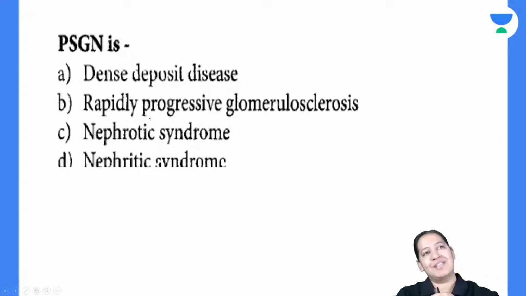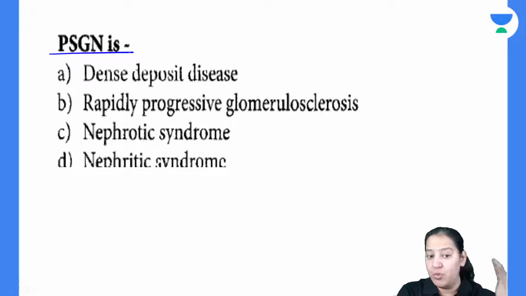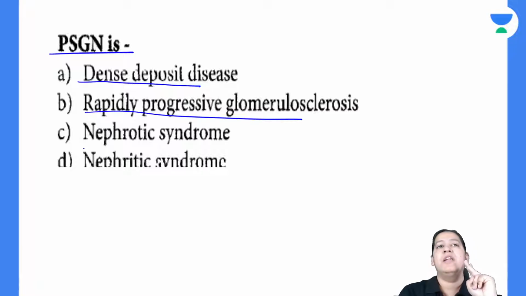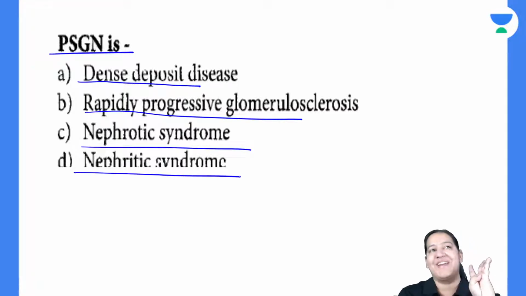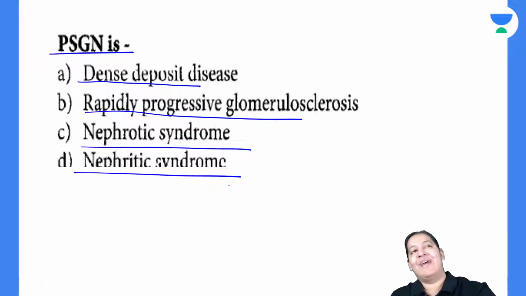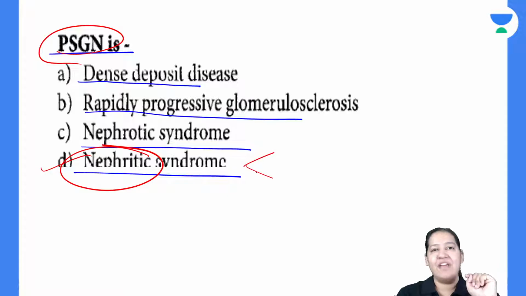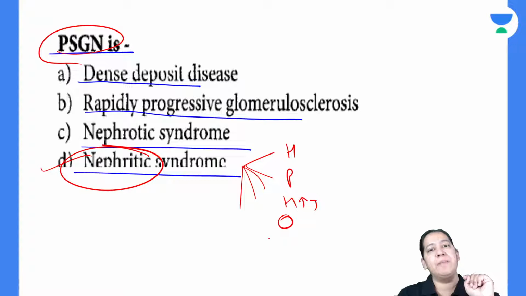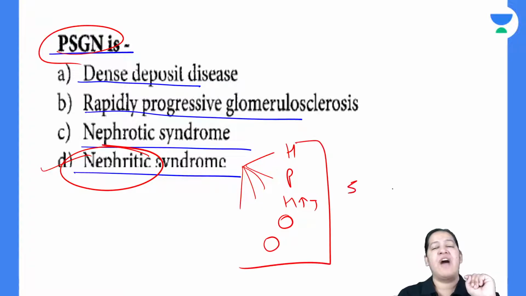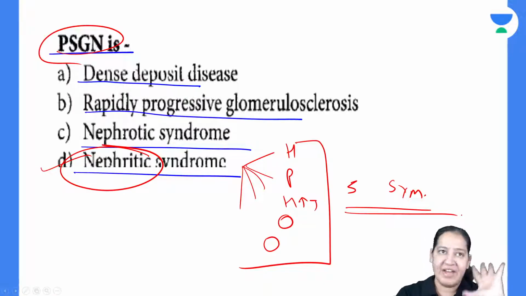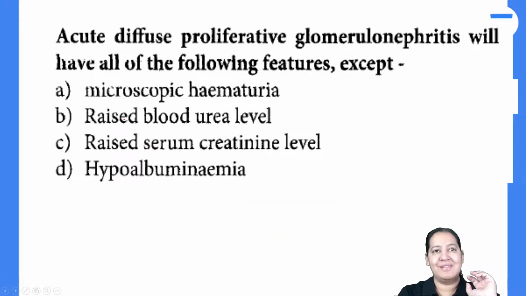This is the next question in front of you. PSGN leads to what? Is it dense deposit disease, RPGN, nephrotic syndrome, or nephritic syndrome? I have told you in the clinical features very clearly that PSGN leads to nephritic syndrome. There are 5 features of nephritic syndrome: hematuria, proteinuria, hypertension, edema, and oliguria. The patient will present with 5 symptoms. So that is nephritic, not nephrotic, not RPGN, not dense deposit disease. The correct answer here is D.